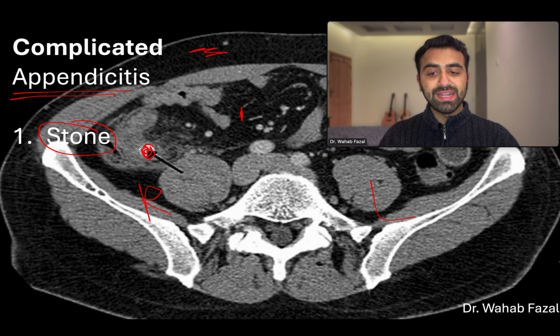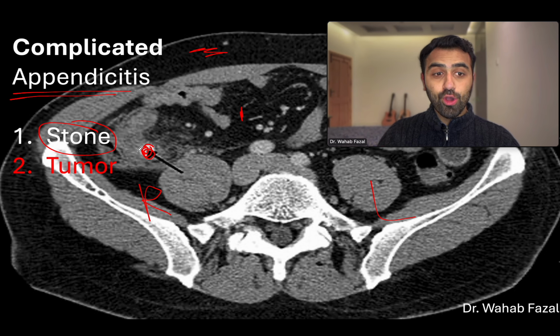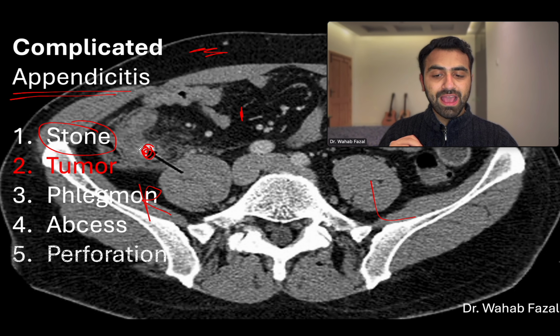This white thing right here is a stone. What else could be complicating appendicitis? A tumor. There could be a tumor in the appendix. That is complicated appendicitis. There is a phlegmon. What is a phlegmon? We'll talk about phlegmon and abscess in a bit.